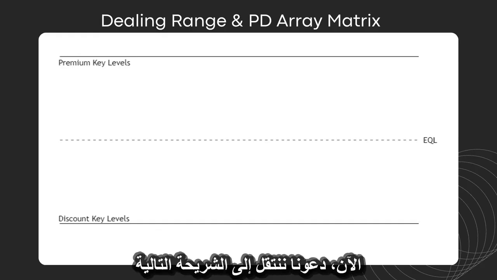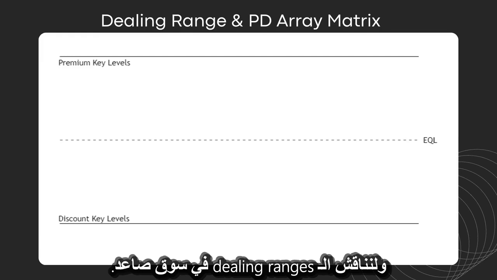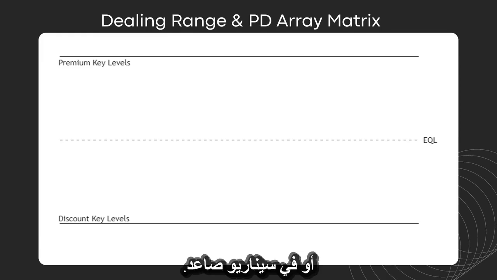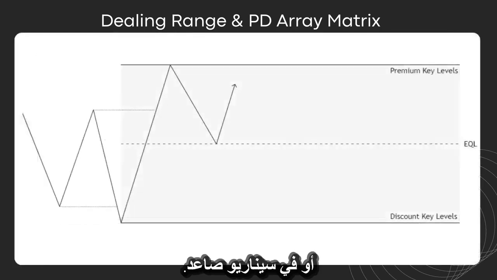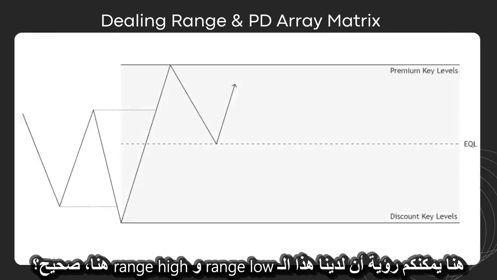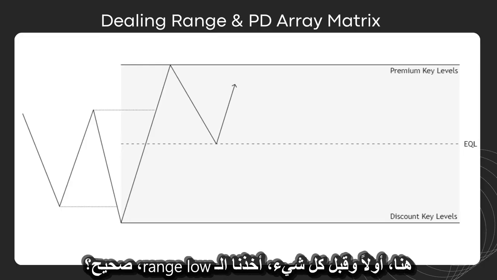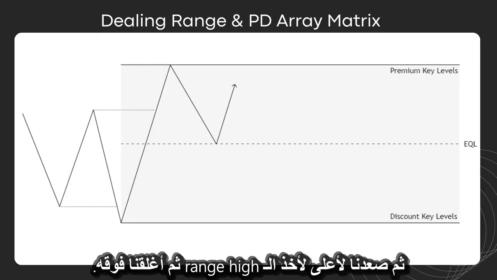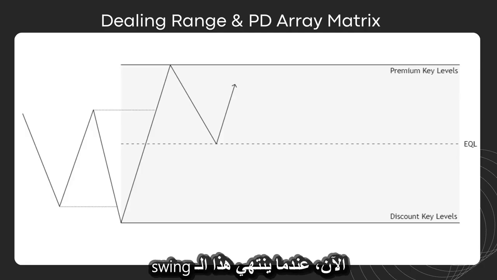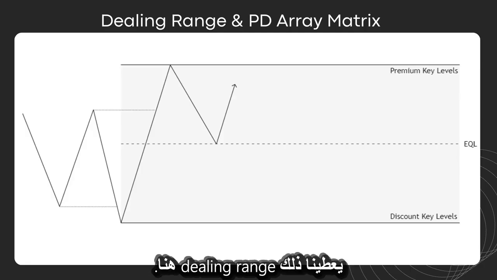Now let's move on to the next slide and discuss dealing ranges in a bullish scenario. Here you can see we've got this range low and range high. You can clearly see what happened here is that first of all we took out the range low, and then we went above to take out the range high, and then we closed above it.